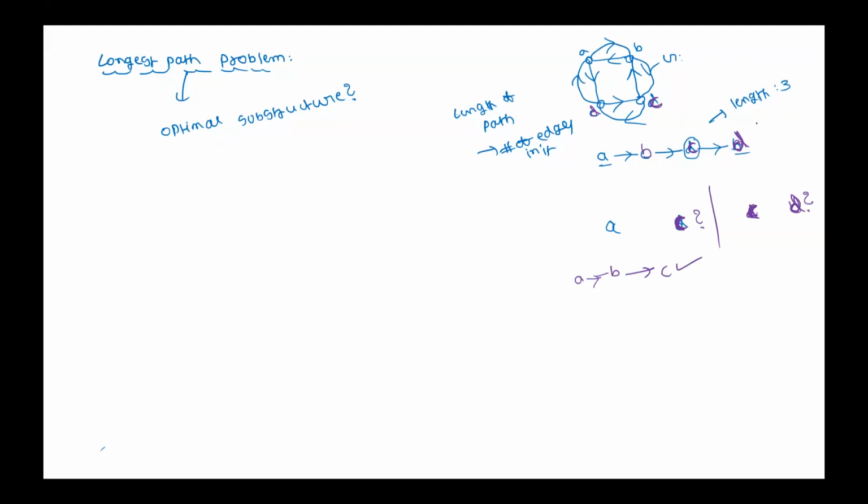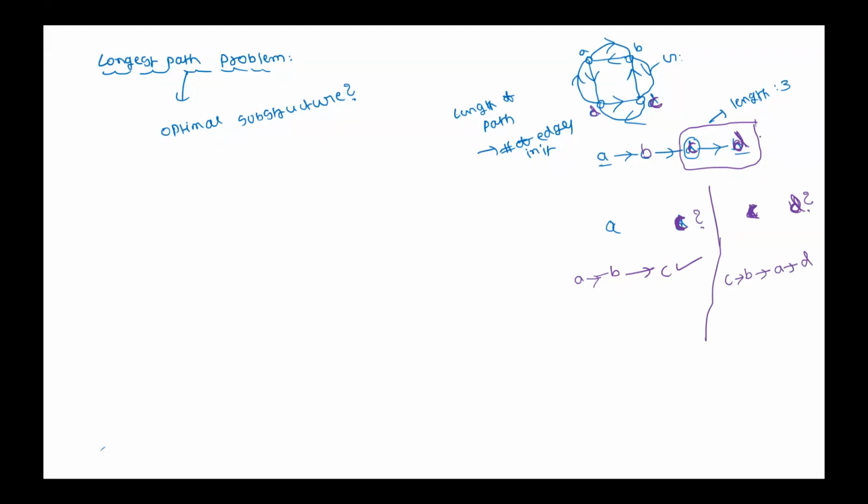Is it only one as given here? Is it one or not? No, instead of that, we can go from C to A, A to B, B to C, C to D. Is that okay?